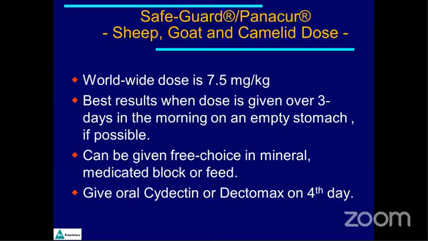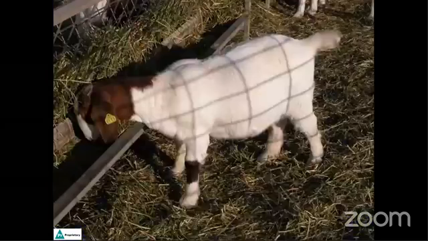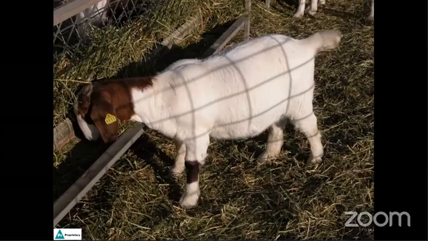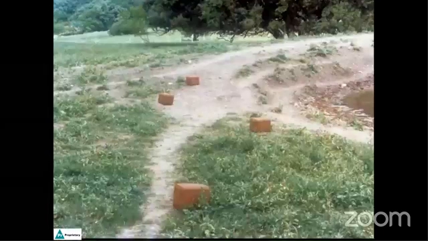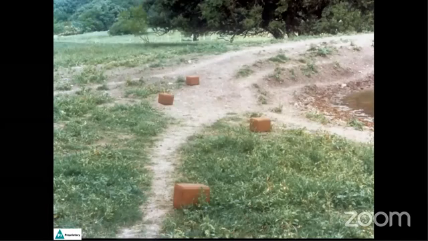Cydectin. Some people will use Dectomax if they've got heavily pregnant animals and they don't want to use Cydectin. Dectomax will work. Obviously, once you give the Safeguard ahead of the Cydectin, it usually makes the Cydectin safe. We've not had any problems on a follow-up treatment, but being able to treat them without touching them every time is going to work. The blocks will work.